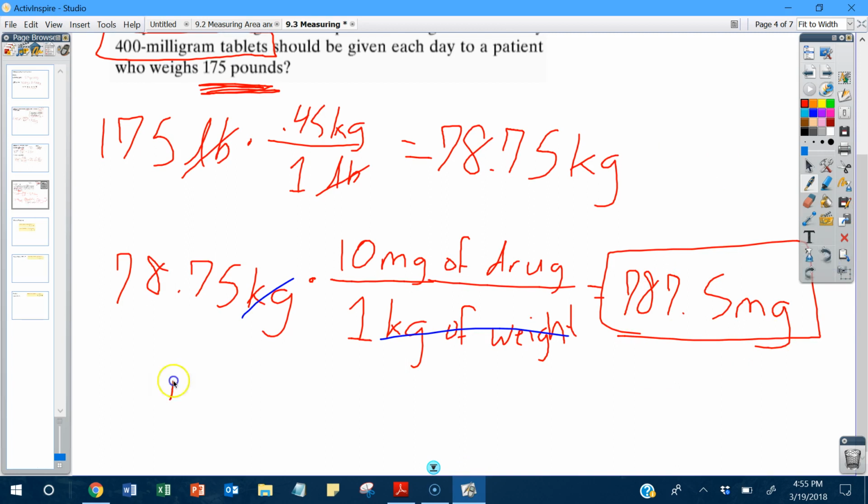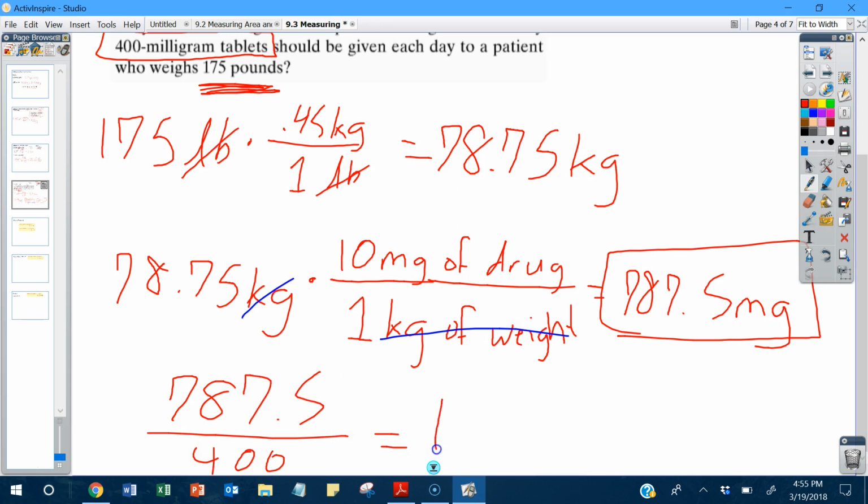So I'm just going to do that division real quick. 787, that's my total amount. I'll divide it by 400, and I'll end up with almost two tablets, but I can give you the exact number, 1.97 and some change tablets per day.